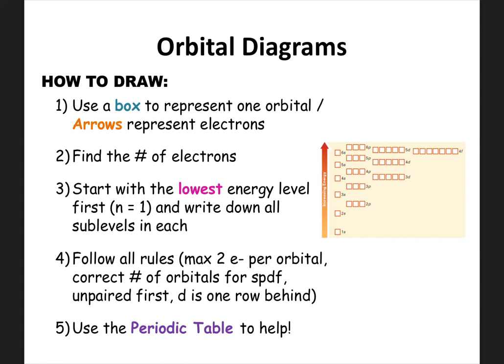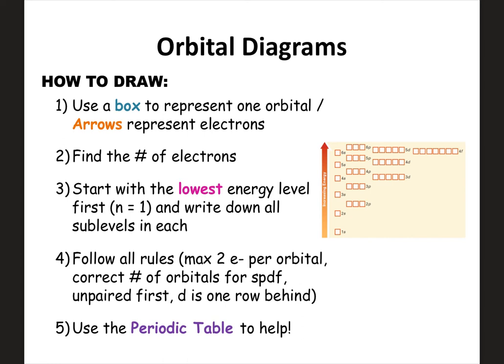So we use boxes to represent orbitals and arrows to represent electrons. When we're talking about orbitals, you need to know that the boxes represent the orbitals and the arrows represent electrons. Then you need to find the number of electrons for the element you're doing the orbital diagram for. Well, we know how to do this. We determined the number of protons, neutrons, and electrons already in previous notes, so this shouldn't be too bad. And then basically, you have to start with the lowest energy level first, always. So you always start with n equals 1. I'll show you how to do this.